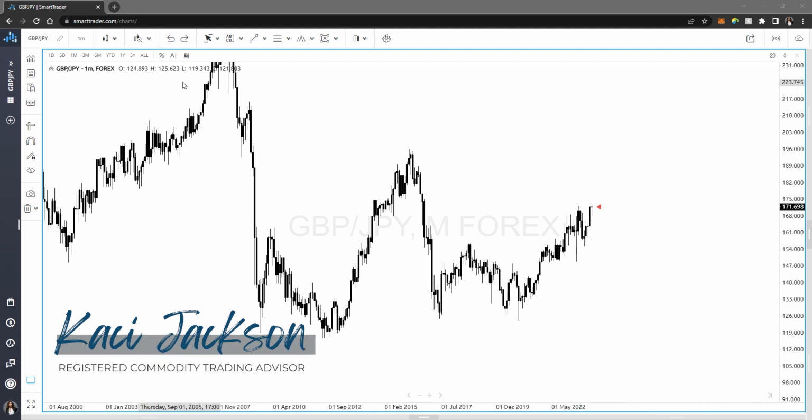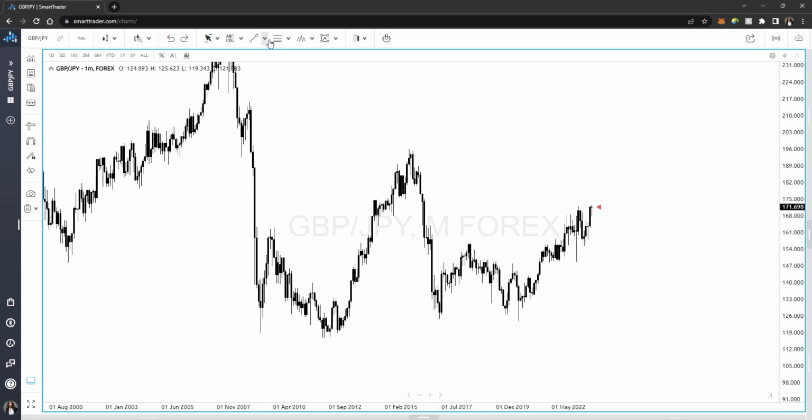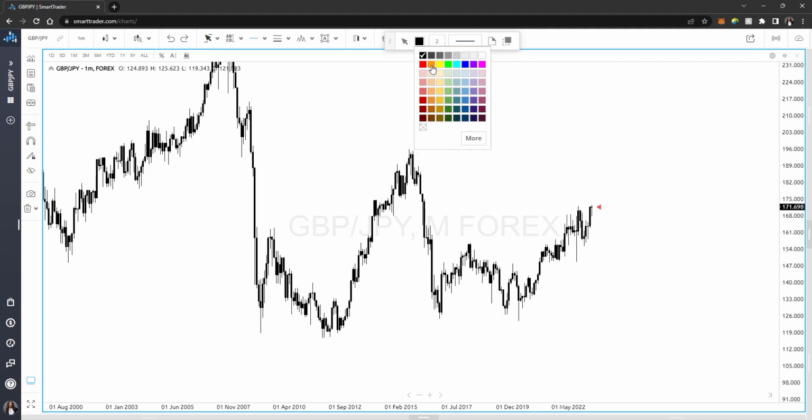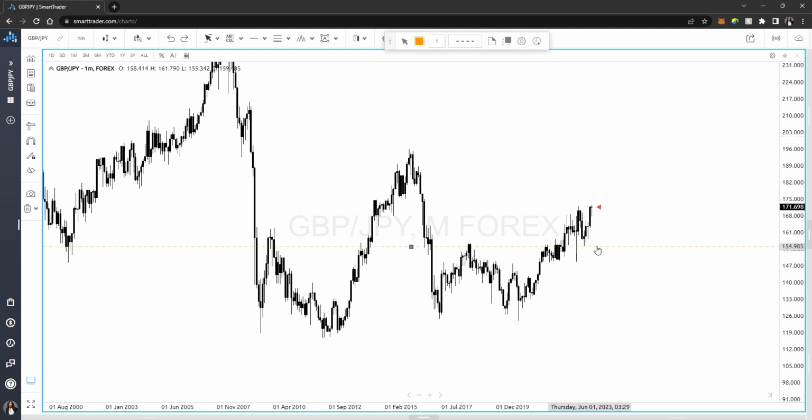This is Casey. I am going to take a look at GBPJPY. And for those of you who are new, I'm going to start with a multiple time frame analysis. I am an intraday swing trader, and so multiple time frame analysis just gives me a better idea of what's going on in the higher time frame in order to determine how I'm going to approach the market.